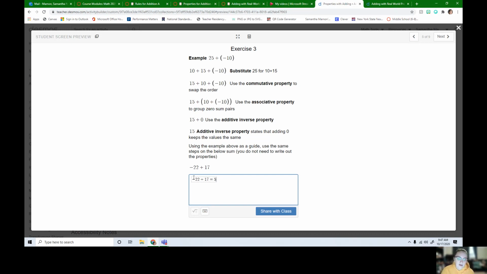Now you need to look at which number has the bigger absolute value. 22 is more than 17, and this 22 is negative. So our answer is negative. You don't have to show all of these steps if you're already getting good at that rule.